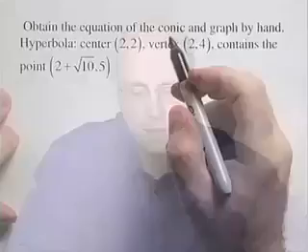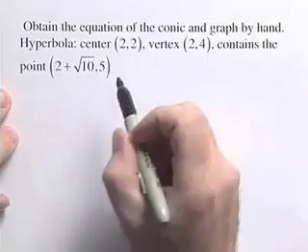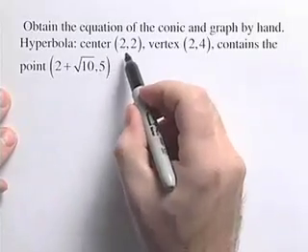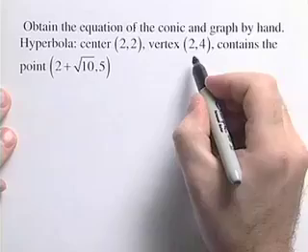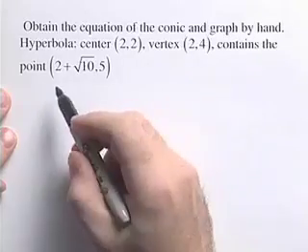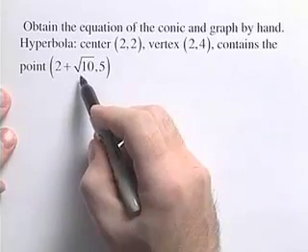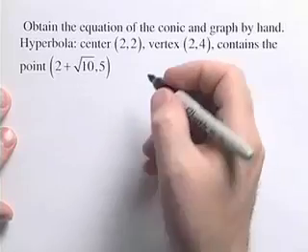Here we're asked to find the equation of our given hyperbola, and then we're going to graph the equation by hand. For this hyperbola, we're told that the center is at the point (2, 2), the vertex is at the point (2, 4), and the graph will contain the point (2 + √10, 5).